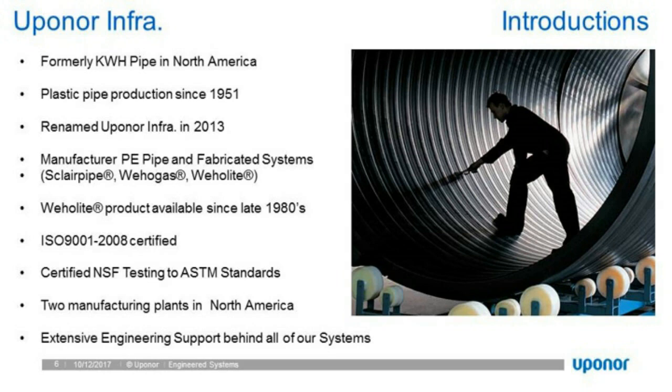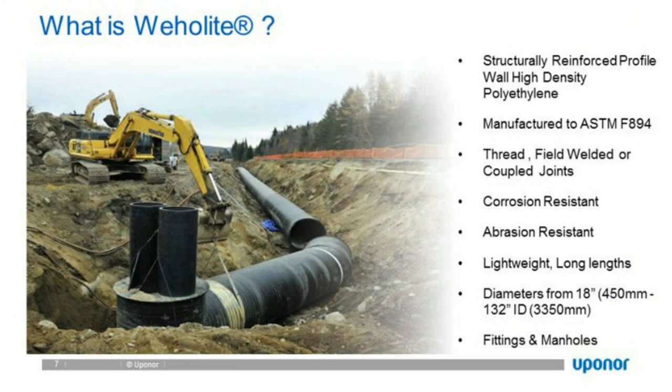So what is Weholite? Weholite is a structurally reinforced profile wall high-density polyethylene pipe that is manufactured to the ASTM F894 standard. Joints can be threaded, field welded, or mechanically coupled. It has severe corrosion and abrasion resistance. It's lightweight and comes in diameters from 18-inch or 457 millimeters to 132-inch, which is 3350 millimeters, and in length up to 50 feet long, depending on the size and specific project conditions.